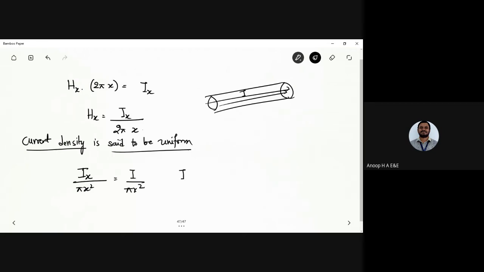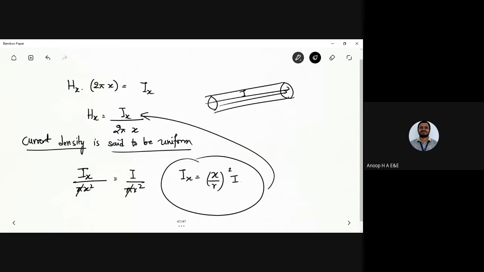All right, so Ix, the pi term gets cancelled, x divided by r the whole square into I. Okay, so I have the substitution of Ix in here. Hx would be equal to x divided by r, x divided by r the whole square into Ix, into 1 divided by 2 pi into x. So that is the value of Hx.